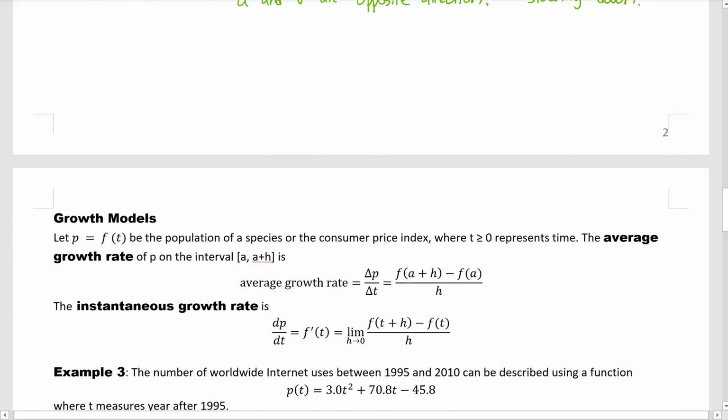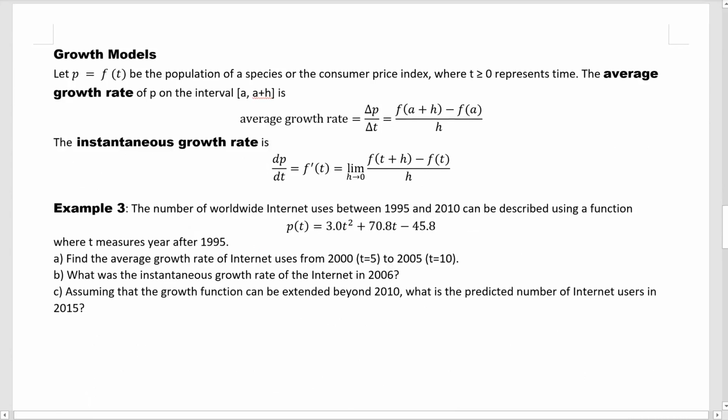Alright, so that is one-dimensional motion. So the next mathematical model we want to talk about is growth models. Let P equals f of t be the population of a species or the consumer price index, where t represents the time. Then the average growth rate of P on the interval from a to a plus h is the change of P over the change of time. So very similar, okay? This corresponds to the secant line slope. And the instantaneous growth rate is going to be the derivative, okay? So this is the slope of the tangent line.